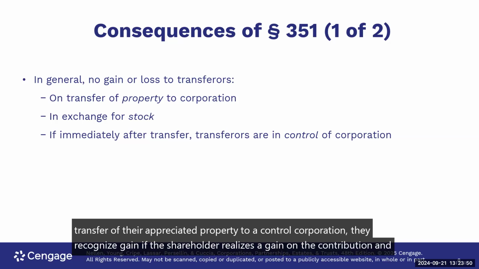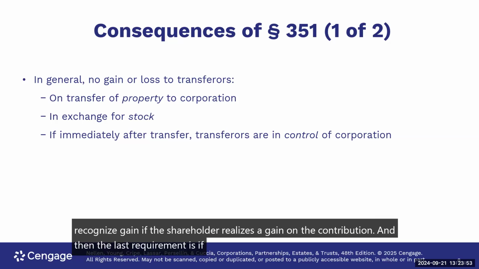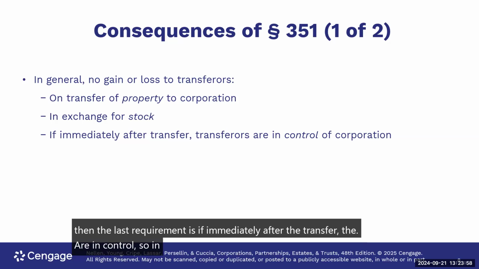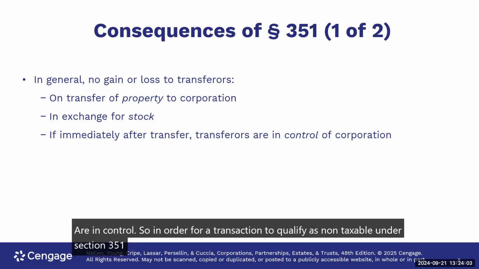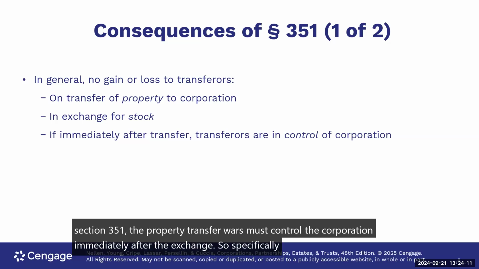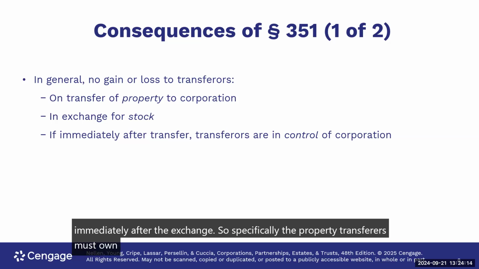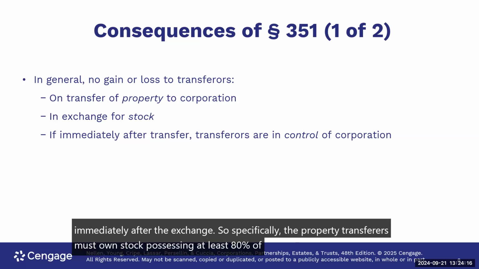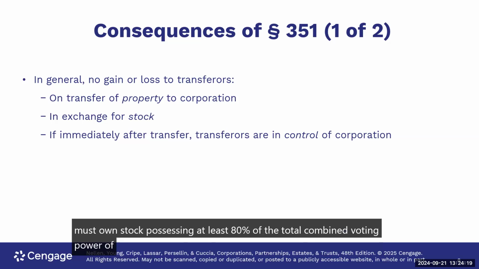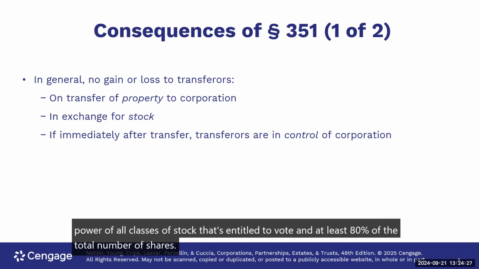And then the last requirement is that immediately after the transfer, the transferors are in control. In order for a transaction to qualify as non-taxable under Section 351, the property transferors must control the corporation immediately after the exchange. Specifically, the property transferors must own stock possessing at least 80% of the total combined voting power of all classes of stock entitled to vote, and at least 80% of the total number of shares of all other classes of stock.